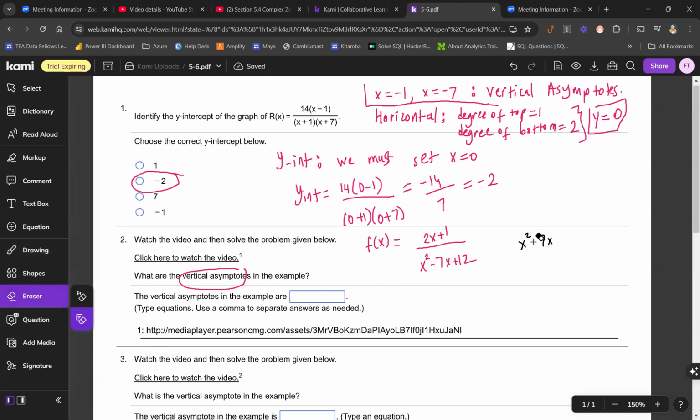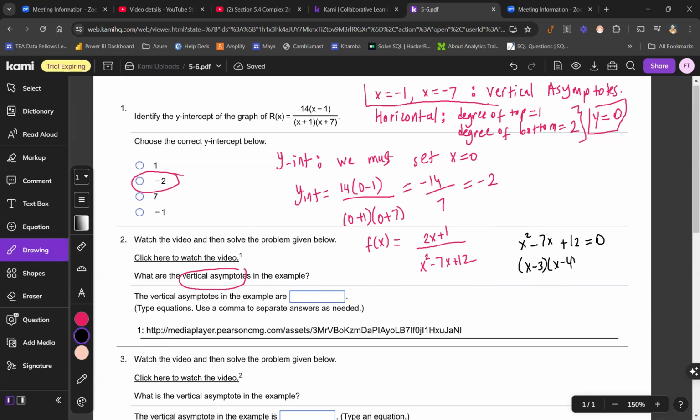This was a negative 7x here. So the denominator is given as x squared minus 7x plus 12. We will set this to 0. So then we're going to factor this. Factors will be x minus 3 and x minus 4. And then these two factors will be set to 0.